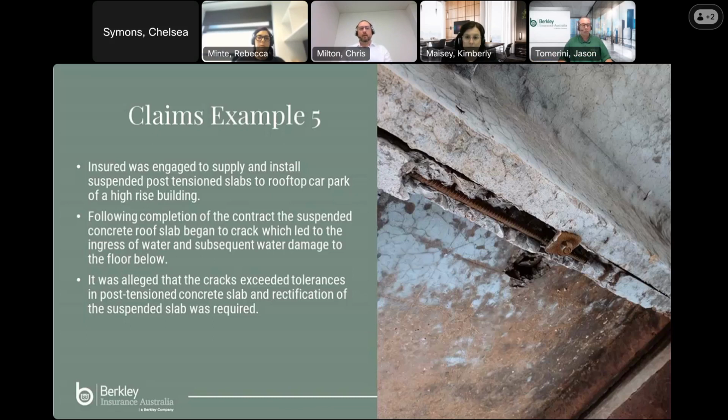damaging the floor. It was alleged that the cracks occurred due to tolerances in the post-tension concrete slab exceeding its limits, and rectification of the suspended slab was required, as well as fixing the damaged floor on the level below. The insured notified Berkeley of this circumstance within the policy period, and based on being a specification error, indemnity was granted and the matter was ultimately settled with approximately $2.6 million paid, which included expenses, so a fairly costly one there.